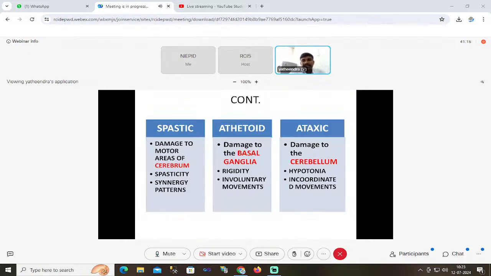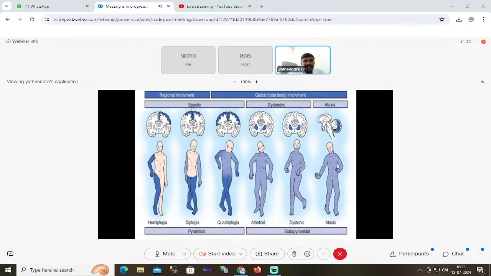Okay, spastic CP, athetoid CP, ataxic CP. So spastic CP, as I mentioned, is where the corticospinal tracts will be affected. So there is damage to the motor areas of the cerebrum. You can see here, these are the areas of the cerebrum. Okay, that will be there.